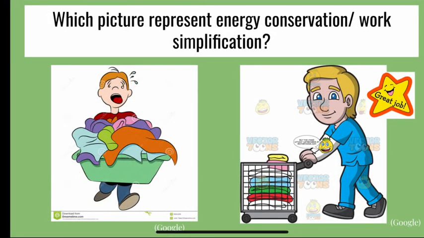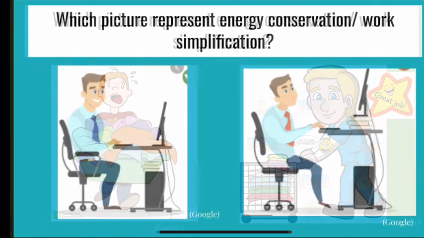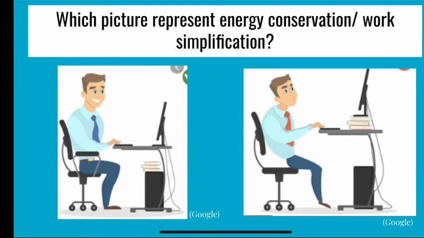And that's correct. The gentleman that is pushing the laundry cart is conserving more energy because he is depending on the cart for assistance, while using a little amount of energy to push the cart, transporting the loads of laundry from one place to another. Now let's look over at these two photos. Which picture represents energy conservation and work simplification?